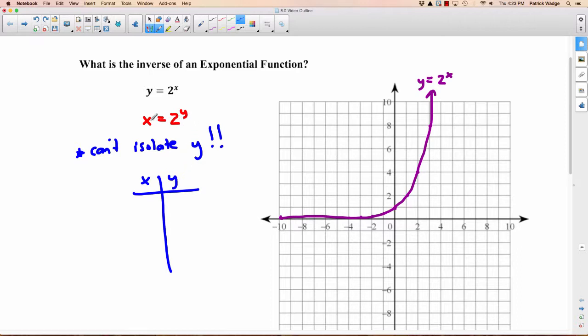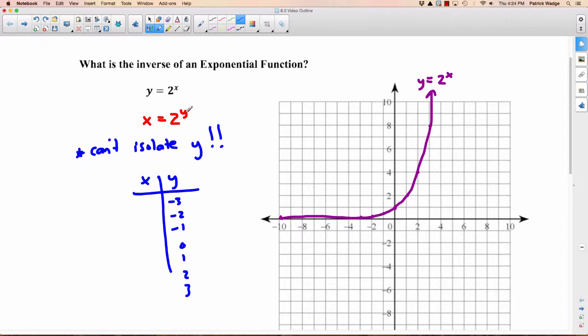If you put x values in here, like say an x value of 3 for example, 3 is a small, easy number, right? No way, 2 to the what equals 3? That's really, really difficult. So what you want to do instead is pick some numbers for the y. Let's go from like -3 up to 3.